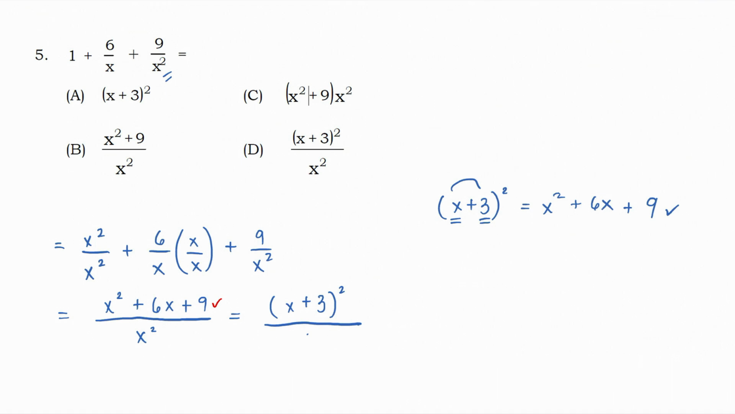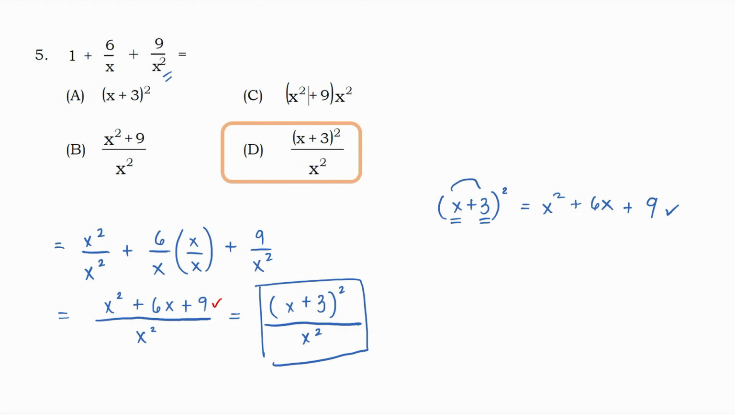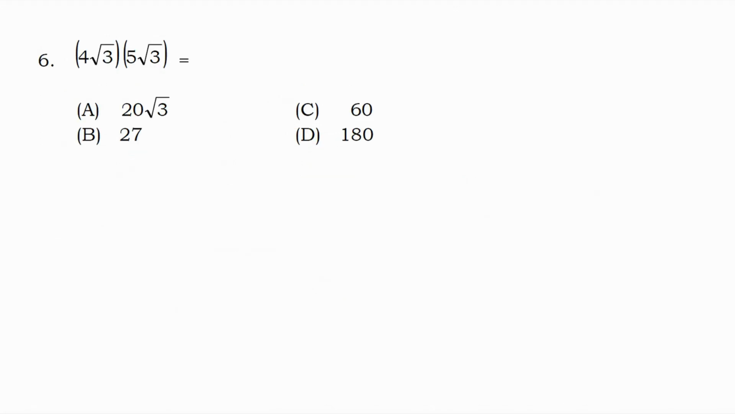And then, yung denominator natin is x squared. So, ayan. Makikita na natin sa choices yung answer natin. The correct answer is letter D, x plus 3 squared over x squared. Number 6. So, dito, kapag nakakita kayo ng ganyan, multiply nyo lang sila.